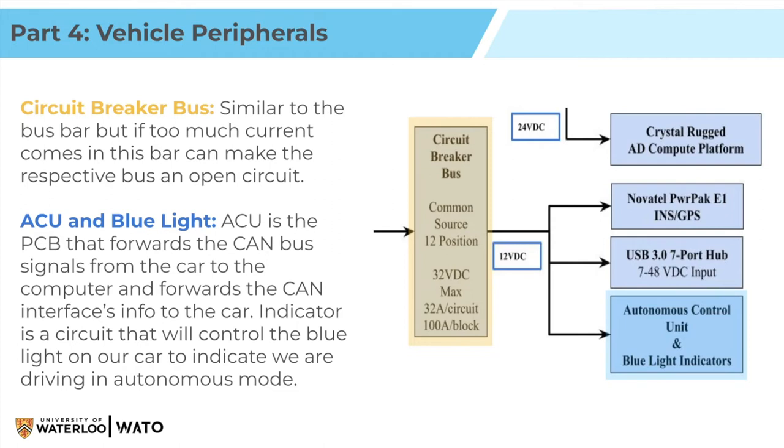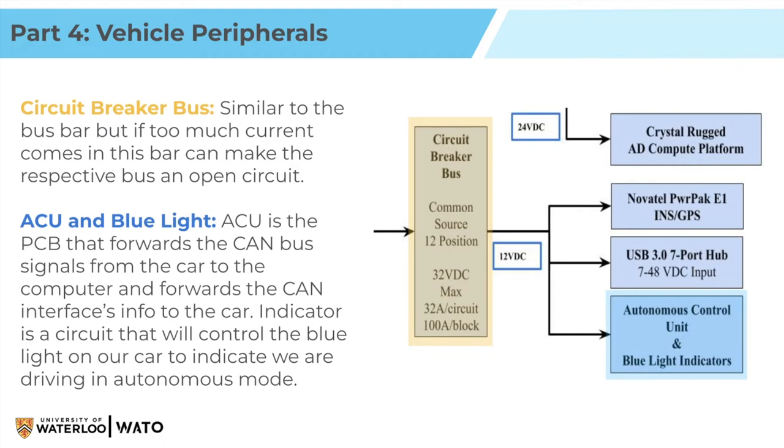So if we notice that there's too much current going into the circuit breaker bus, then we can turn off the individual branches as required. So it combines the functionality of a bus bar and a circuit breaker. Now on this branch, you will see that the NovoTel requires 12 volts DC, and same thing for our port hub. So that's pretty straightforward.